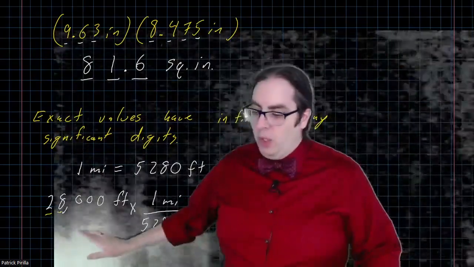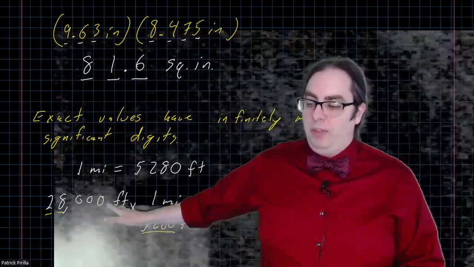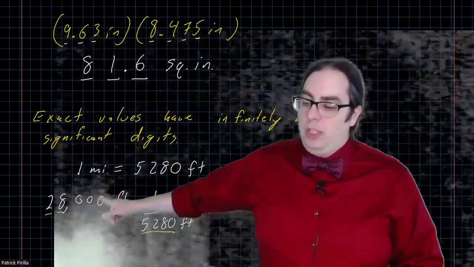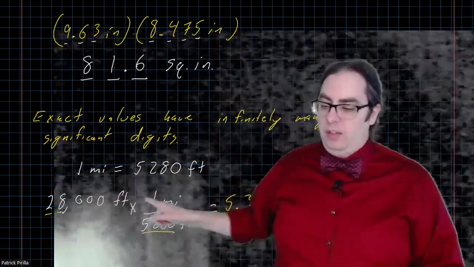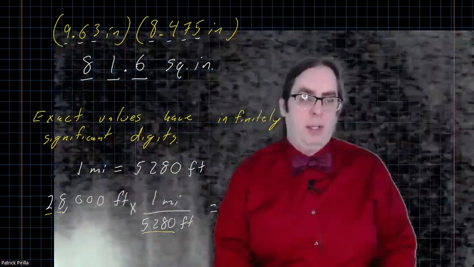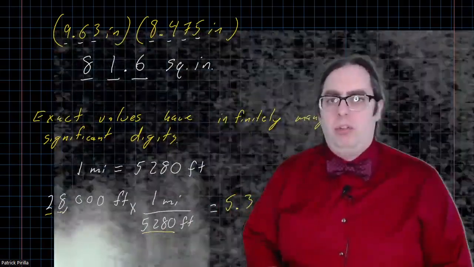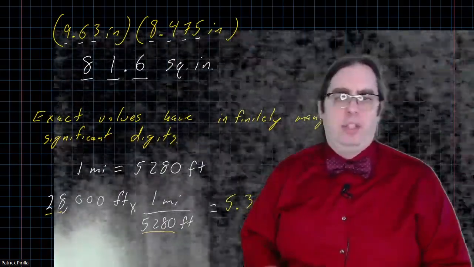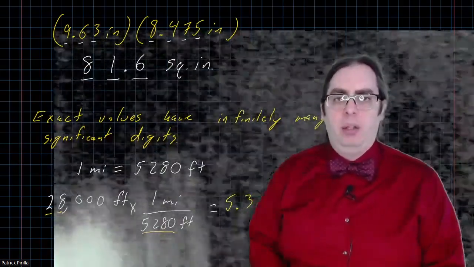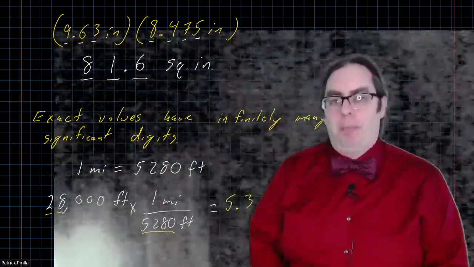Anyway, this calculation, 28,000 feet to the nearest thousands of feet is 5.3 miles to the nearest tenth of a mile, right? 1,000 feet is about a tenth of a mile. It's actually closer to 2/10 of a mile, but to within a quick approximation, it's about the same thing.